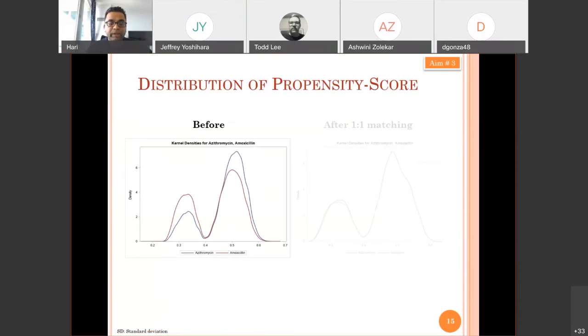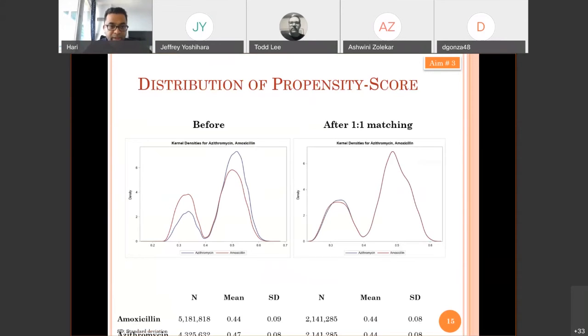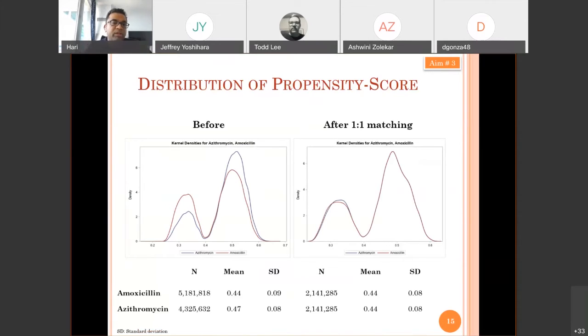So in terms of the propensity scores, here's what the distribution looks like before and after matching. And below are the numbers. Out of 44 million, we took a sample of 25%. So we had about 9 million episodes of azithromycin and amoxicillin. And then after applying propensity score 1-to-1 matching, we were left with a cohort of 2 million each in azithromycin and amoxicillin. So it's a fairly large cohort, and the propensity scores overlap pretty well.